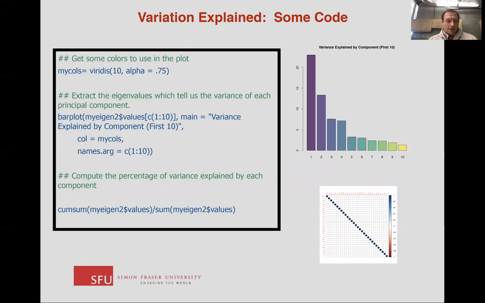And then down here, I compute the percentage of variance explained by each component. So for those of you who haven't seen it yet, cumsum is a nice cumulative sum, and that's a handy function. Taking that over the sum of all the eigenvalues will give us the percentage explained by each.